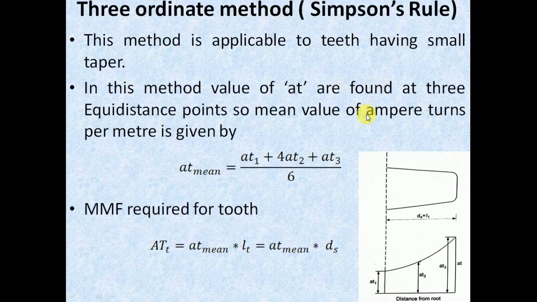In this method, you will be able to find the MMF only if the teeth have a small taper. You will be able to see in this figure also, comparing with the previous case. In this case, we will be finding the magnetizing force at three equidistant points. One is shown here at the root, another is near the middle, and the other is close to the tip. From these values we calculate the mean value of MMF per meter by using the relation AT1 plus 4 AT2 plus AT3 divided by 6. Just like in the previous case, once the mean value is known, we can find the complete MMF for teeth by multiplying it with the whole length of teeth or depth of slot.